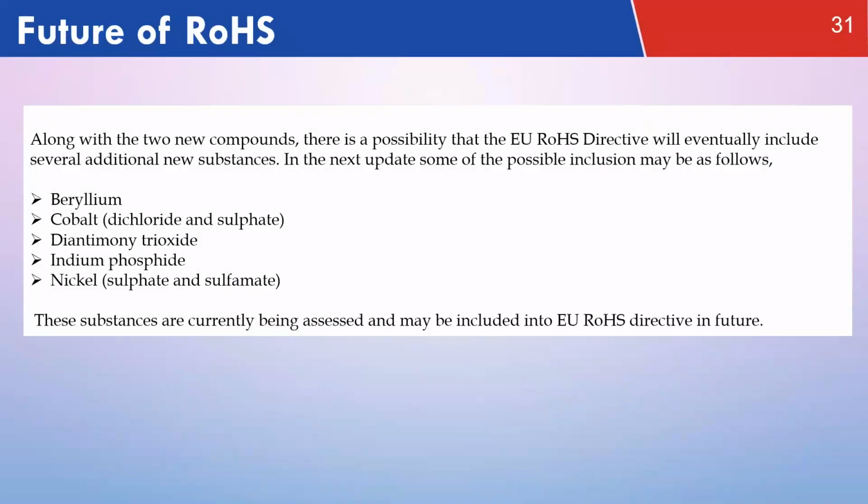Then the future of RoHS. Along with the two new compounds, there is a possibility that the EU RoHS directive will eventually include several additional new substances in the next update. Some of these possible inclusions are beryllium, cobalt dichloride and cobalt sulfate, diantimony trioxide, indium phosphide, and nickel sulfate and nickel sulfamate. These substances are currently being assessed and may be included in the EU RoHS directive in future.